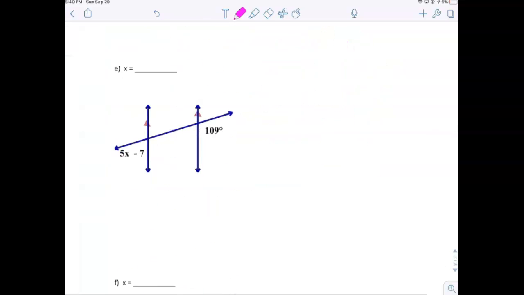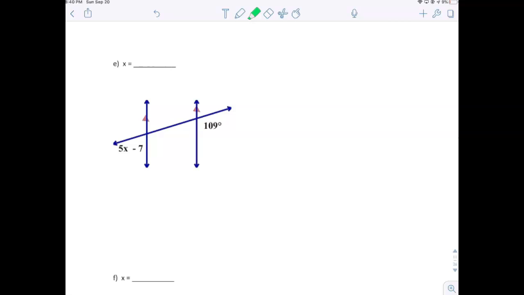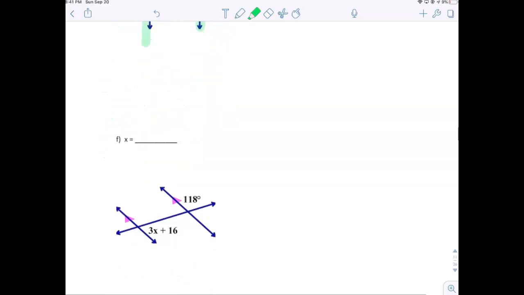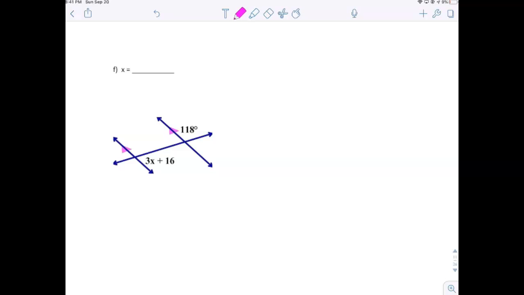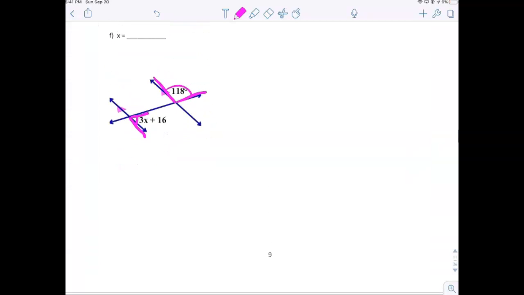All right, page 9. I'm going to just have you go ahead and figure out whether these two are the same or different. If they're different, you're going to add them up and set them equal to 180. And this one, you have an acute angle, you have an obtuse angle, so if they're different, you add them up and they equal 180. And that's it.